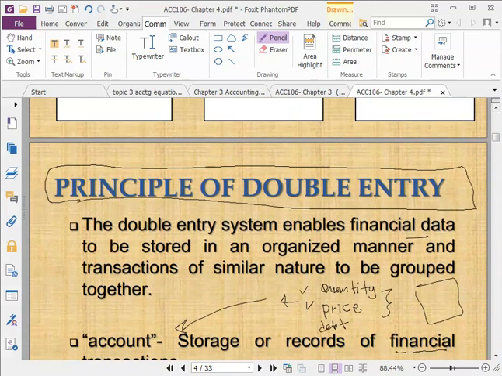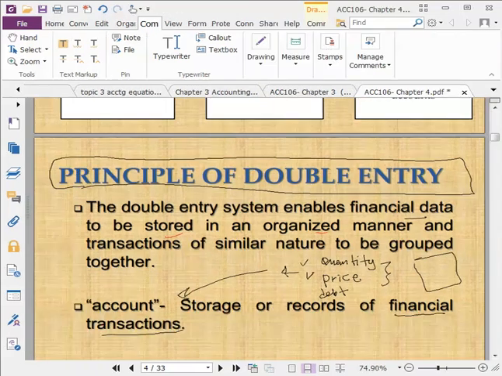So let's look at the principle of double entry. What is the double entry? The double entry system enables financial data to be stored in an organized manner and transactions of similar nature to be grouped together. It means the double entry system must have two sides. If there is only one, the double entry is not possible. There must be two.